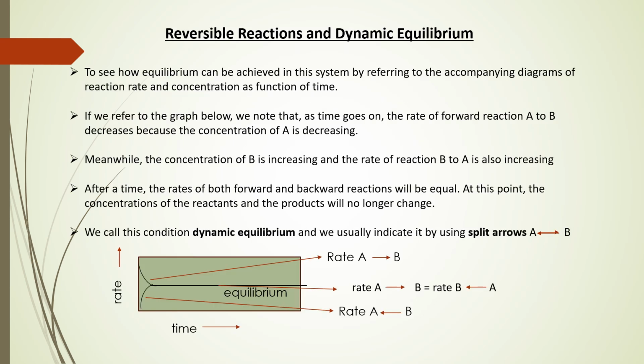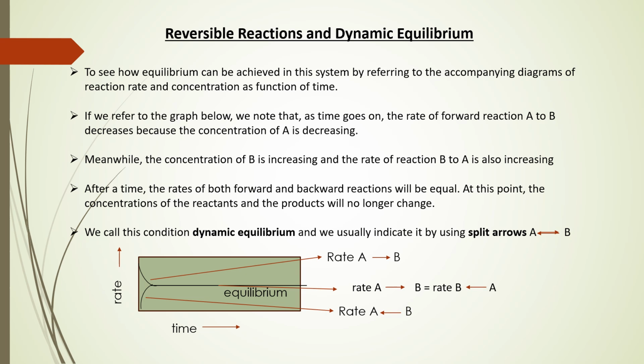To see how equilibrium can be achieved in this system, we refer to the accompanying diagrams of reaction rate and concentration as a function of time. If we refer to the graph below, we note that as time goes on, the rate of the forward reaction A to B decreases because the concentration of A is decreasing. Meanwhile, the concentration of B is increasing and the rate of the reaction B to A is also increasing.